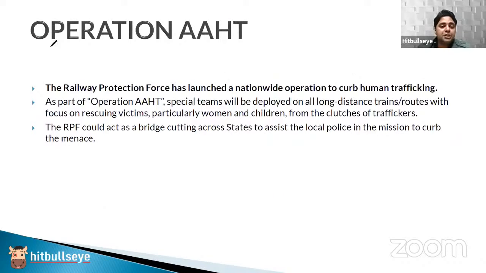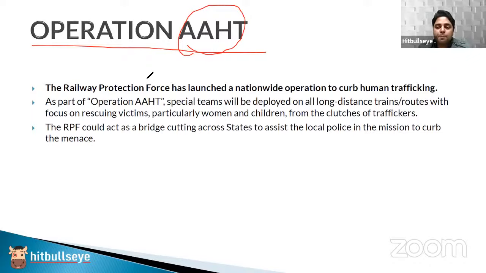Next, Operation Aaht has been launched. Now, the name should be an indication. Aaht means some intuition or information about something, so it should be interpreted in that way. Operation Aaht means that very often, long route trains are used for human trafficking.